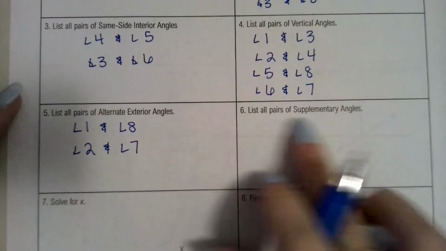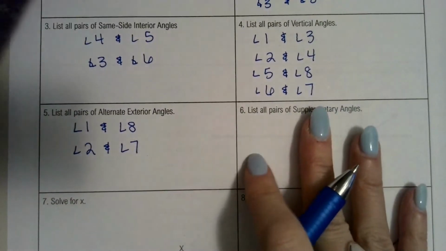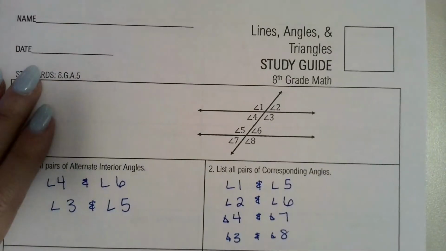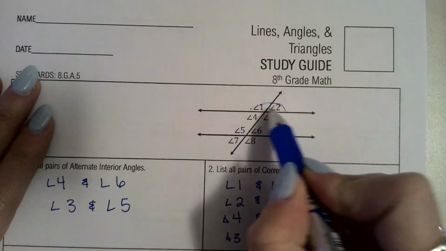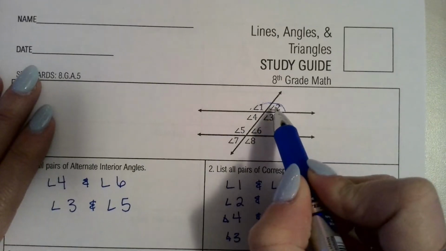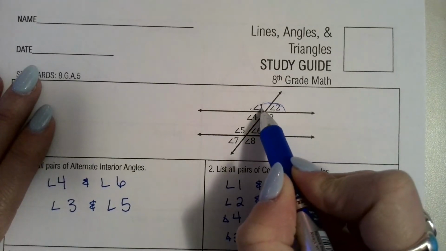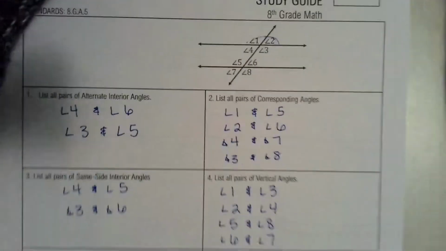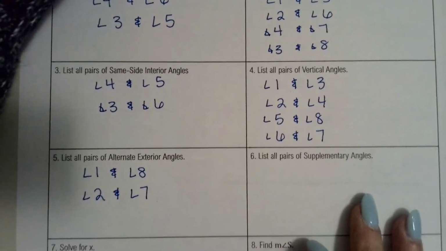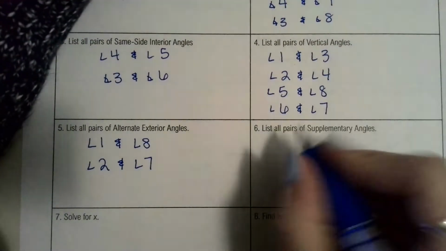Last up is all pairs of supplementary angles. If we go back to our diagram, supplementary angles are 2 angles that form a straight line. They are adjacent, or next to each other. So here we have angle 1 and angle 2. And we're going to have a lot for this one, so we'll see if we can list all of them.